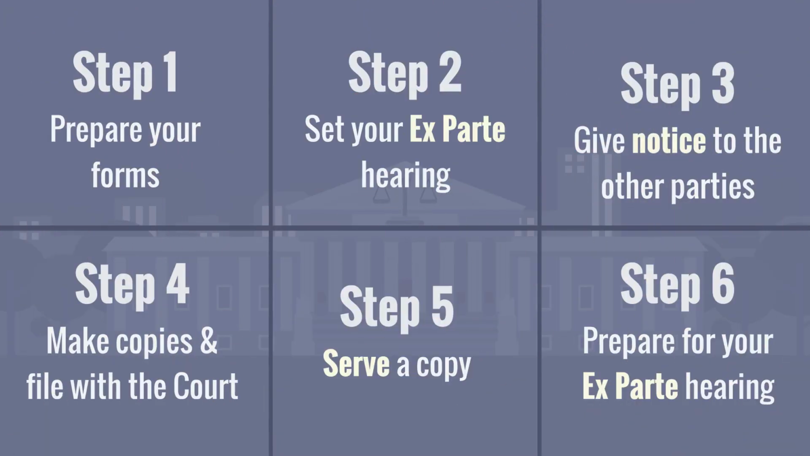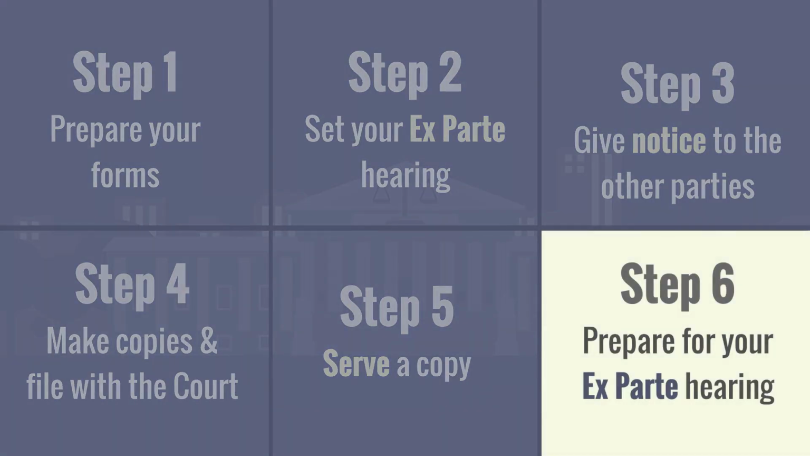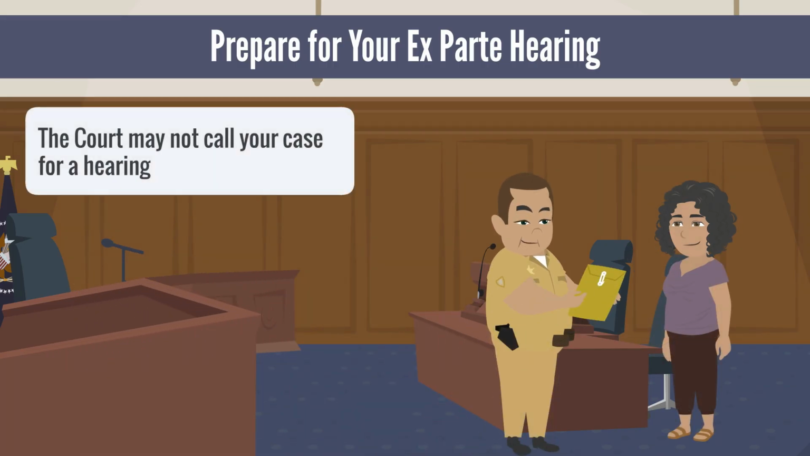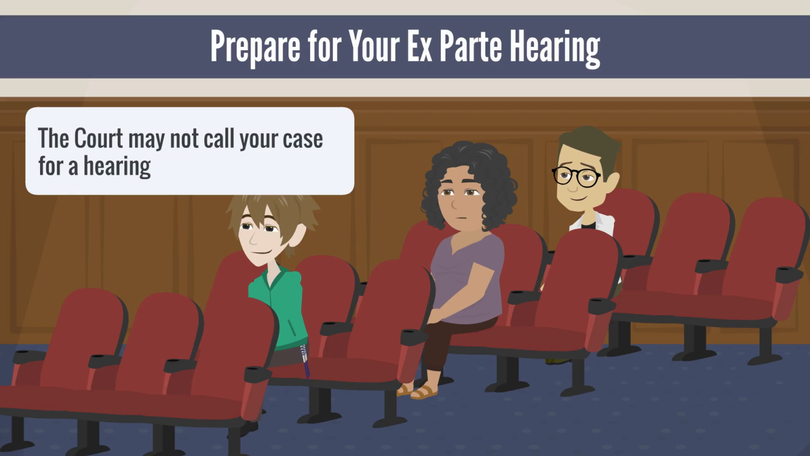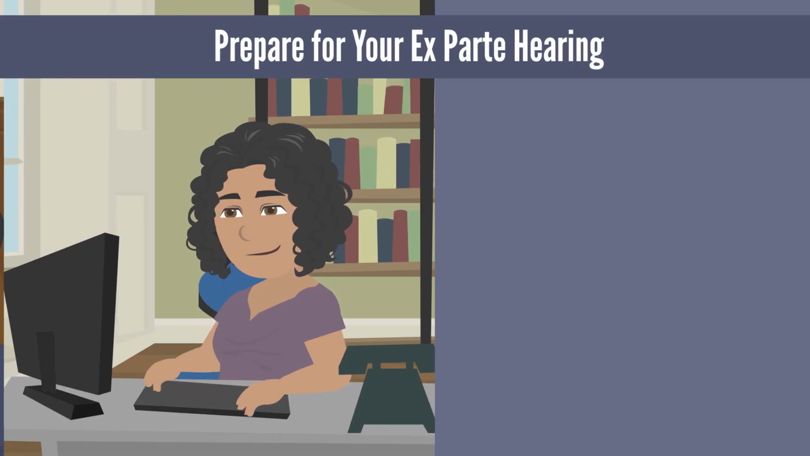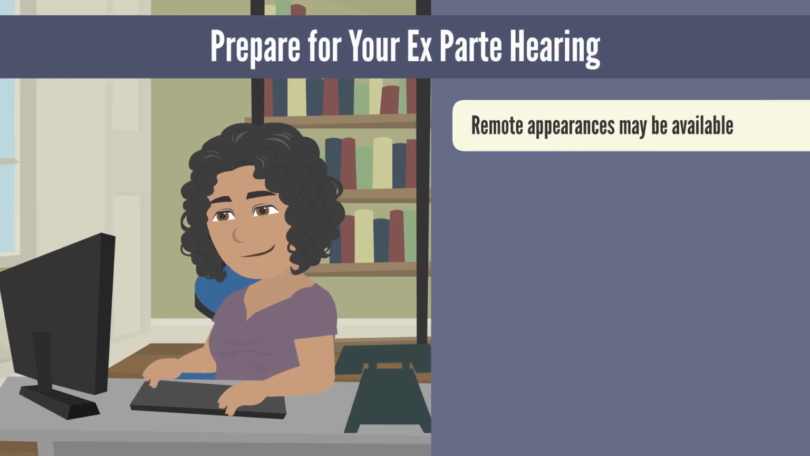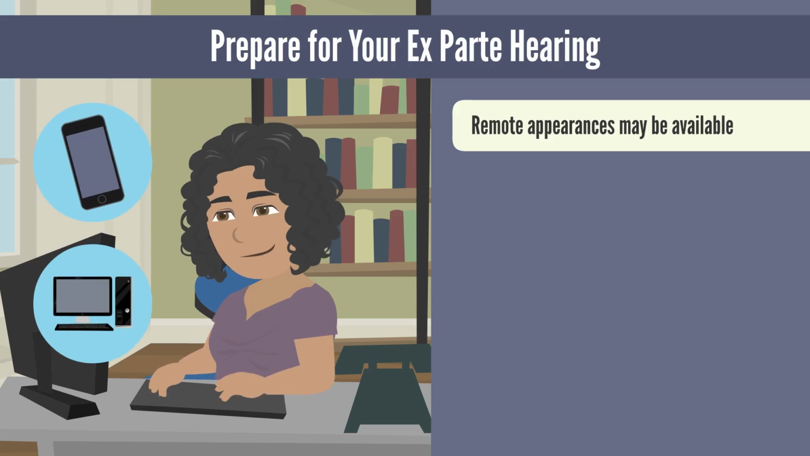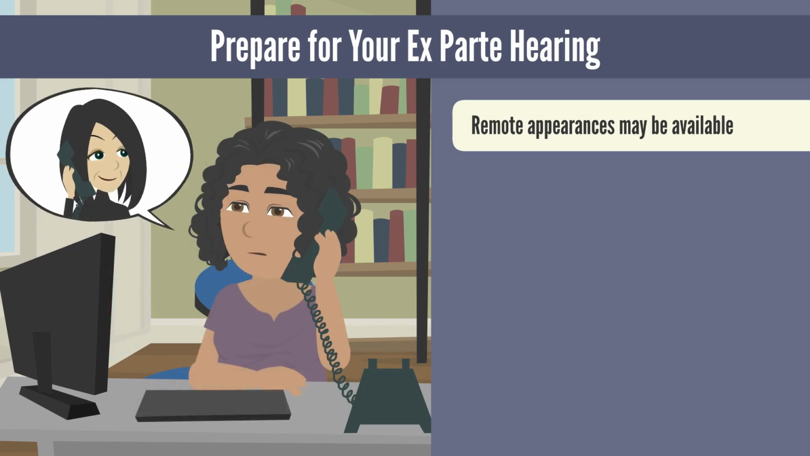Step 6. Prepare for your ex parte hearing. Some ex parte requests are decided on the filed paperwork only, and the court may not call your case for hearing. Even if the court does not call the case, you still must appear at the hearing date and time. Remote appearances may be available for your hearing. Remote appearances are when you appear for the hearing via a phone call or video conference. You should ask the judge's secretary if they are allowed for that courtroom.